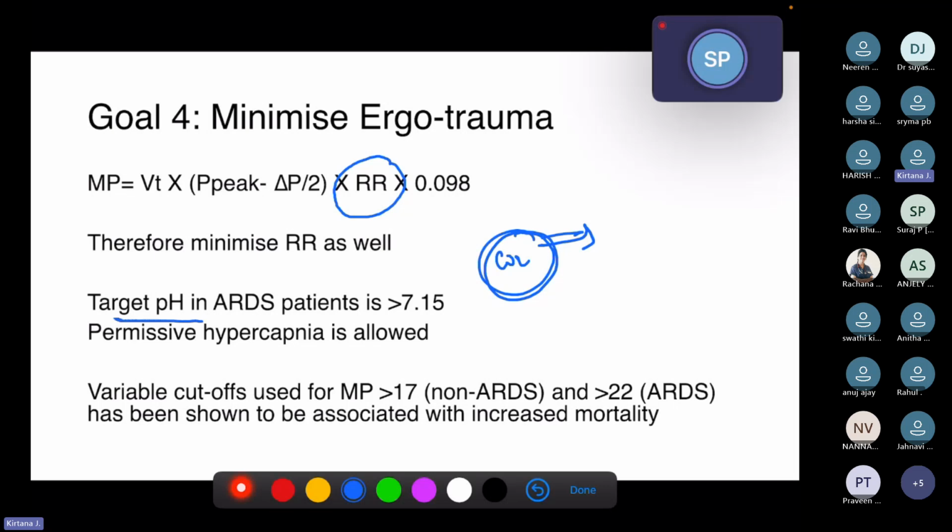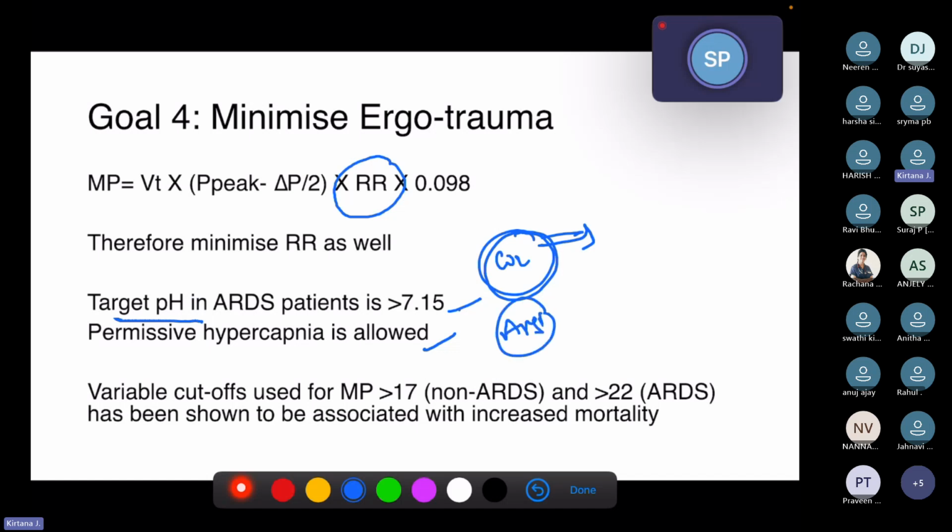Your target pH in ARDS patients should be just more than 7.15. If the patient is having shock, then you can target a higher pH of more than 7.25. But permissive hypercapnia is allowed. And this is not applicable just for patients with ARDS.